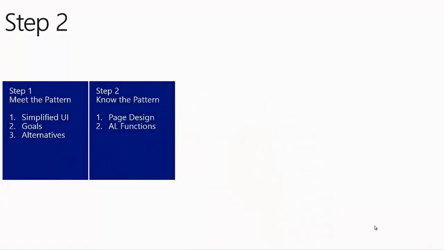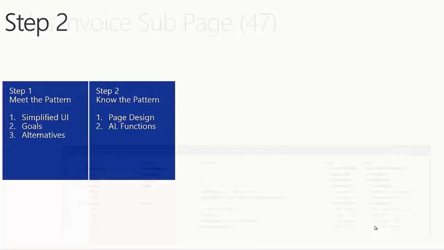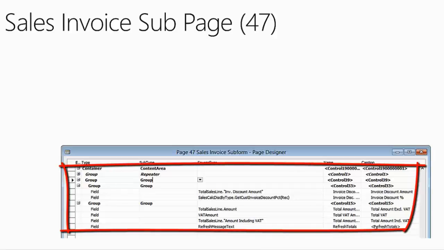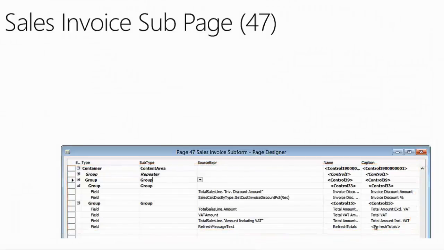So let's have a look at the structure of the pattern. The pattern consists of 2 parts. The first part is the page design, the user interface. The second part is the AL code that does the calculation. An example of the user interface is page 47, the sales invoice subpage. Below the repeater that contains the columns, there is a group that contains 2 subgroups. The subgroups contain the 2 columns that show the data.